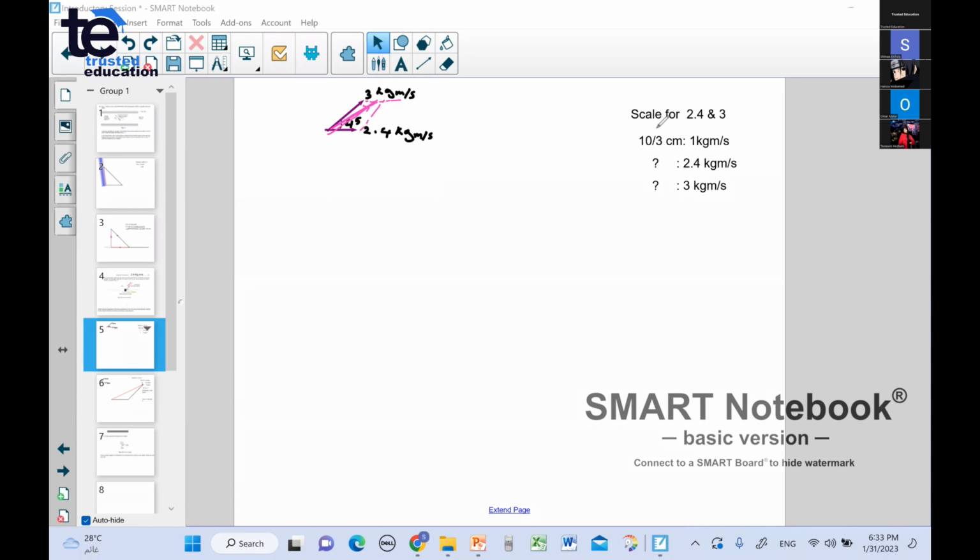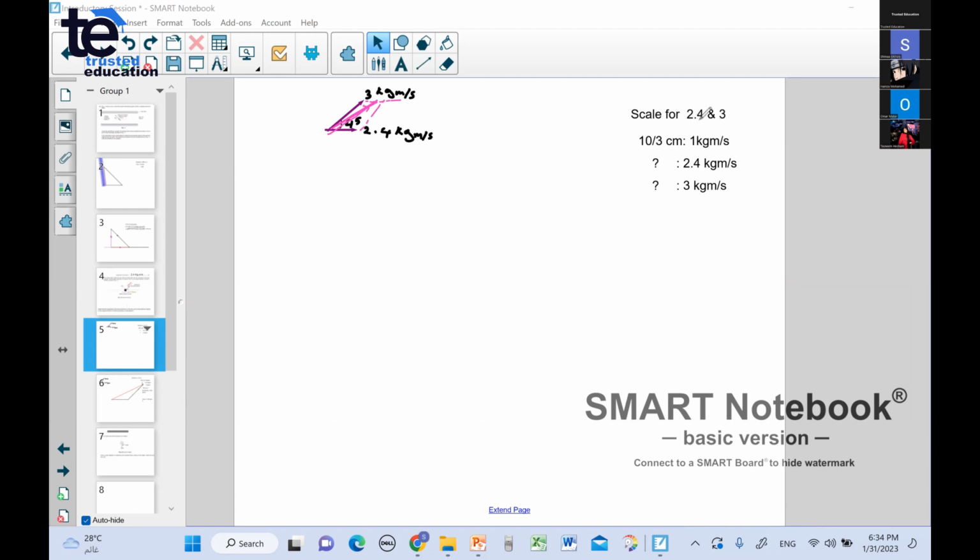And before I start drawing anything, I need to choose a scale. You have to choose the scale by comparing the given vectors here. I have 2.4, which is like 24, and this is a 3, like 30. So both are divisible by 3. But if I divide them both by 3, I will get very small values. That's why I divided by 3 and multiplied by 10. I took this as my scale. Why? To make my reading bigger.